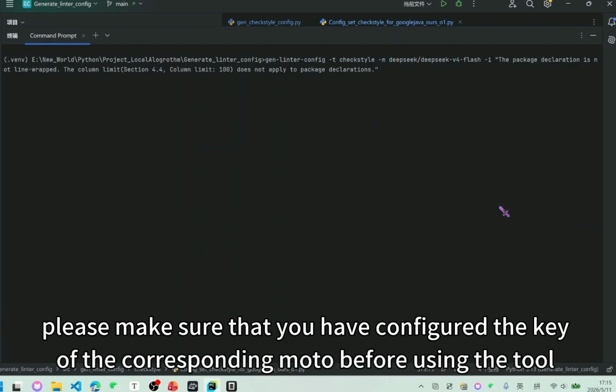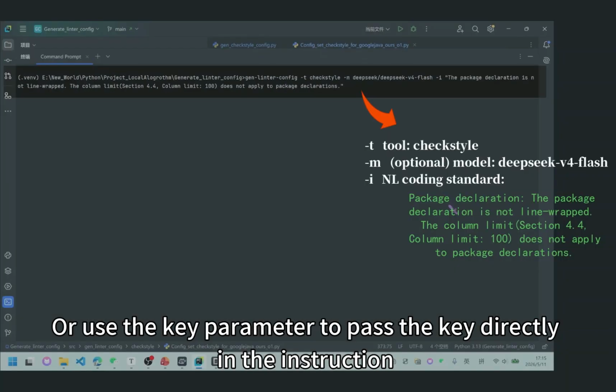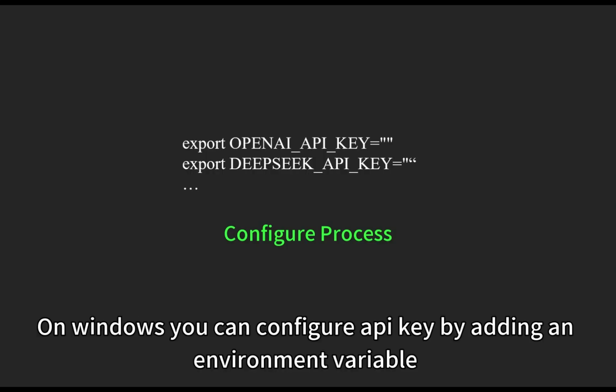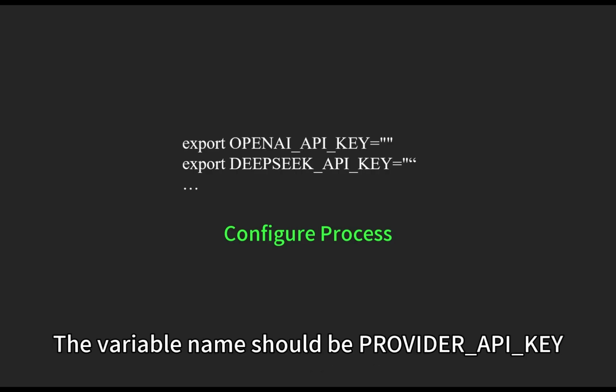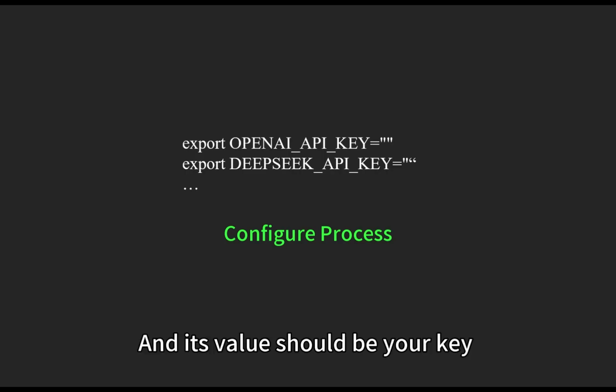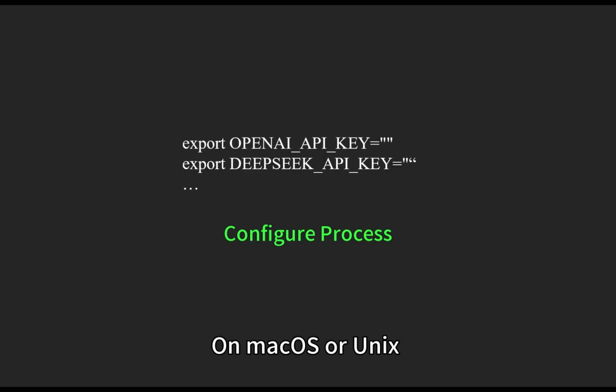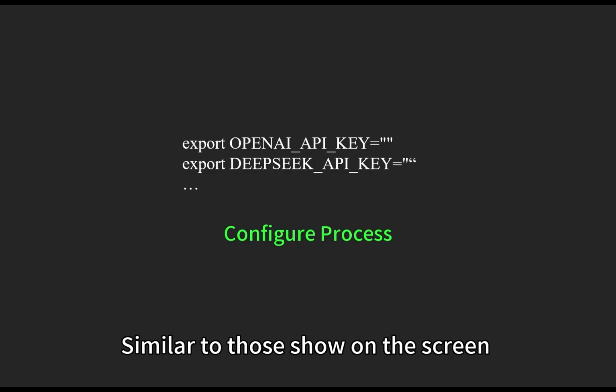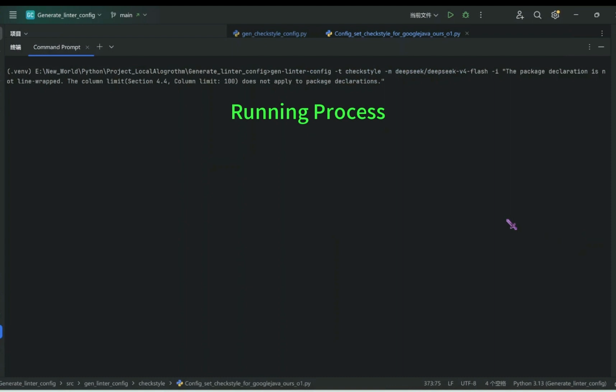Please make sure that you have configured the key of the corresponding model before using the tool, or use the key parameter to pass the key directly in the instruction. On Windows, you can configure your API key by adding an environment variable. The variable name should be provider API key, and its value should be your key. On Mac OS or Unix, you can configure it using commands similar to those shown on the screen.